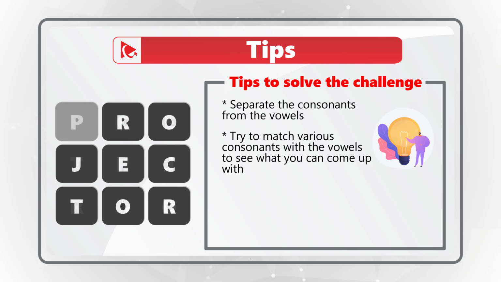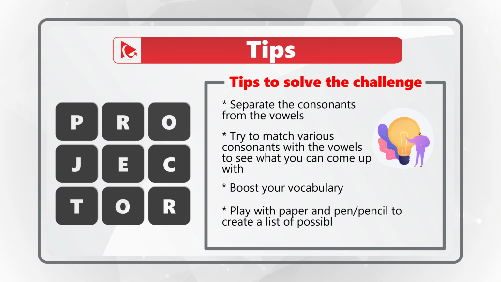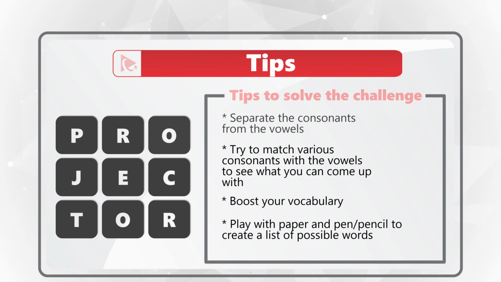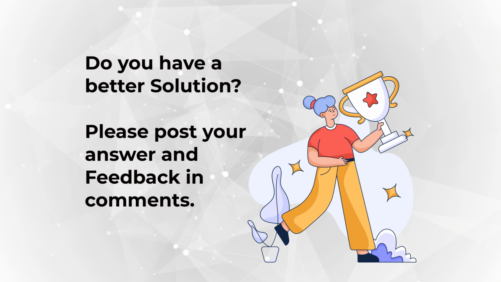For example, P-R-O is the set of letters that can start the correct word projector and can lead you to the correct answer. Another idea might be to boost your vocabulary. You can read more or try to play these types of games and practice on pen and paper during the test to create a list of possible combinations until you come up with the right solution. Hopefully these tips are helpful and allow you to do better on your next test.